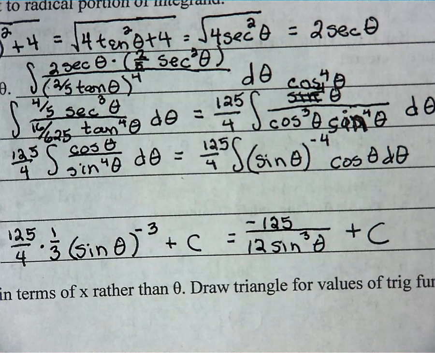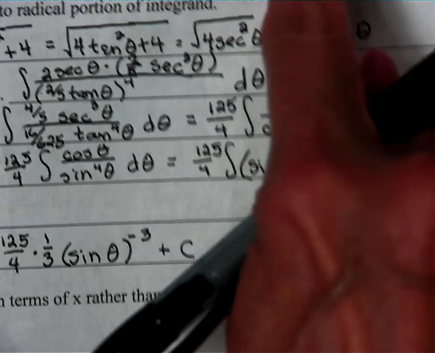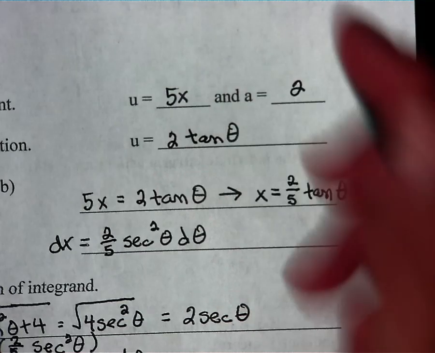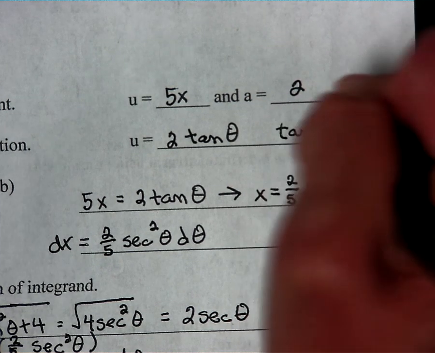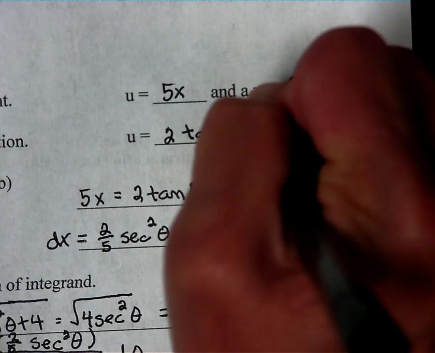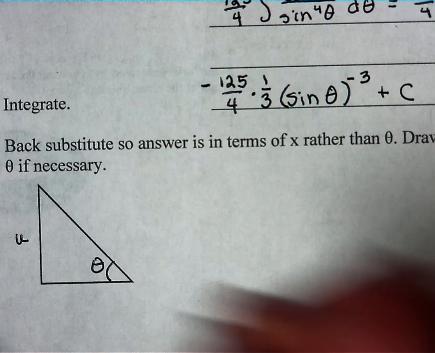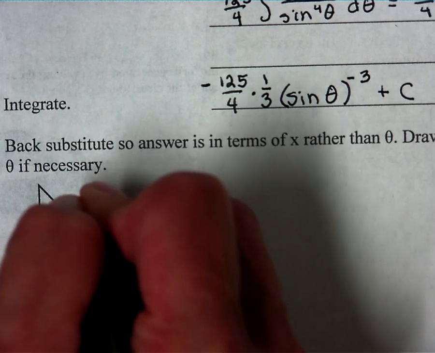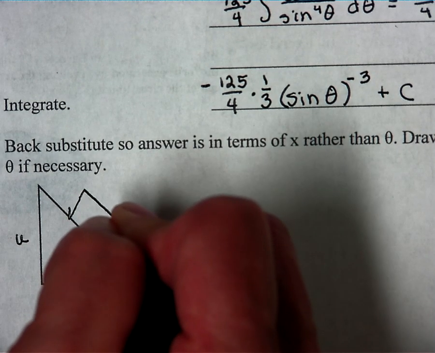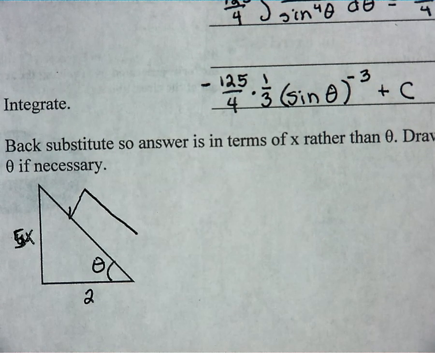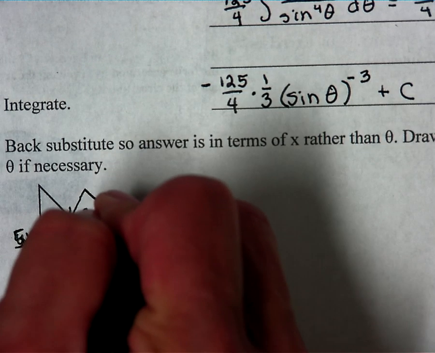Other 2 points, we're going to have to get that back in terms of x instead of theta. So I'm going to look at this trig substitution that I made in part B, and I'm going to say if u is 2 tangent theta, I want to label my triangle in such a way that tangent theta is u over 2. So here's my triangle. It's an angle theta, labeled in such a way that opposite is u and adjacent is 2, and hypotenuse is square root of, I need to label it 5x instead of u, because u is 5x. Square root of 25x squared plus 4.